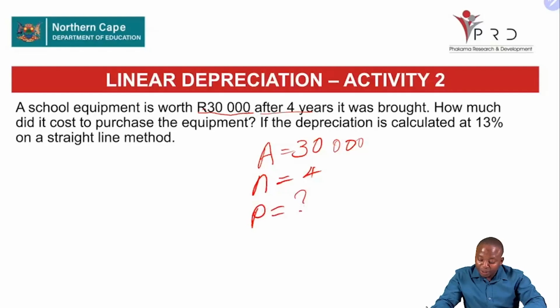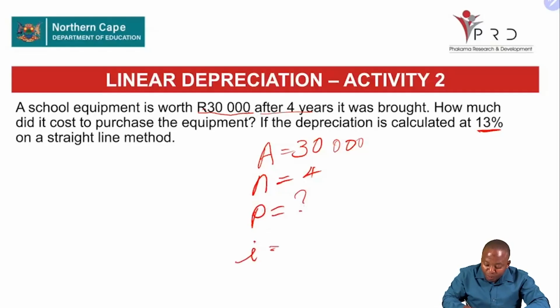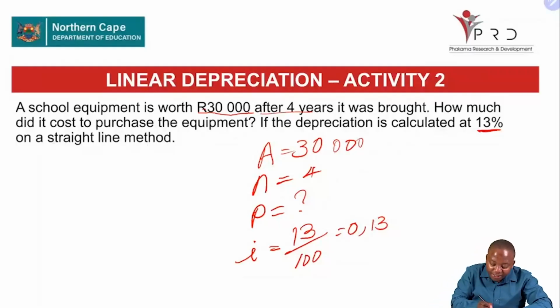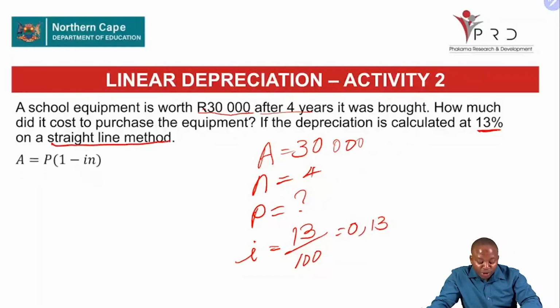So in this case, we are given the rate. Remember, we convert the rate into I. So it's going to be 13 divided by 100, which is 0.13. So that's our I. On a straight line method. So now we quote the formula that we need to utilize, as it says, our straight line.